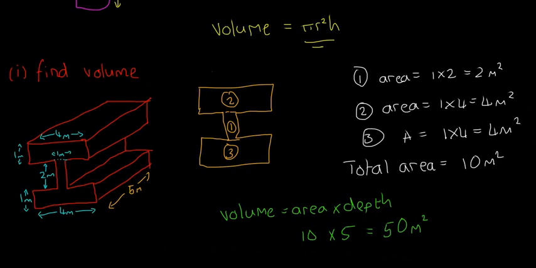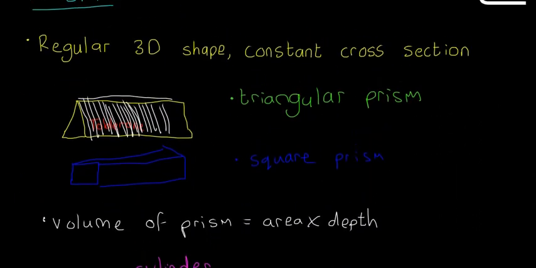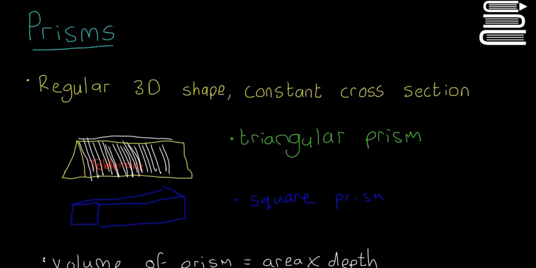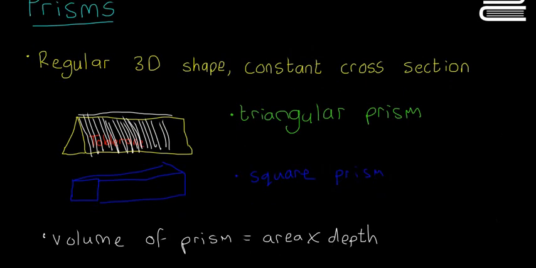That's kind of the basic questions you're going to get asked on prisms. In the next video, we're going to do a slightly harder question on prisms, but it's the same principle. We're always going to use the same formula. The volume of a prism is the area times the depth.